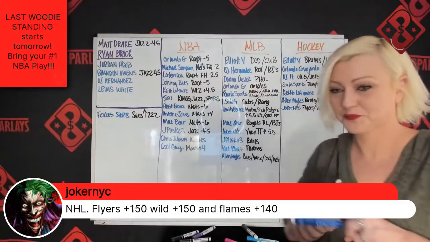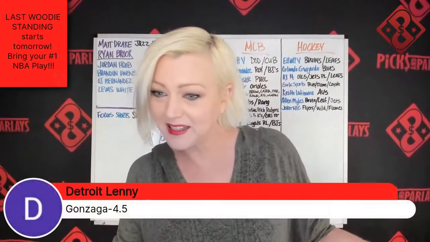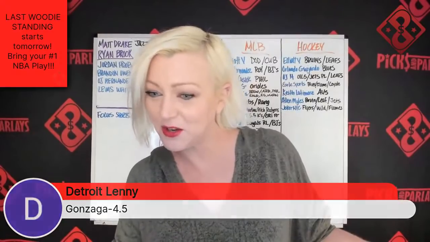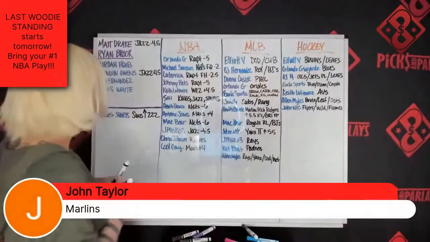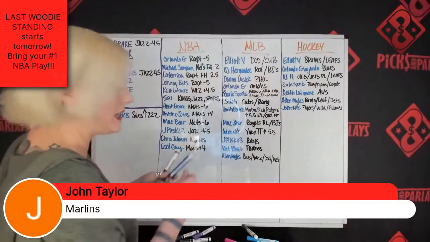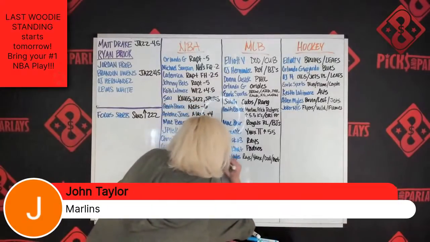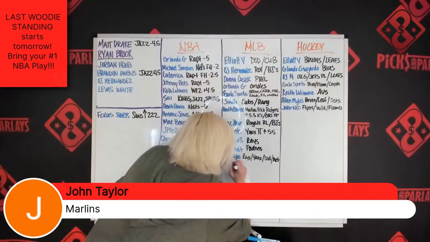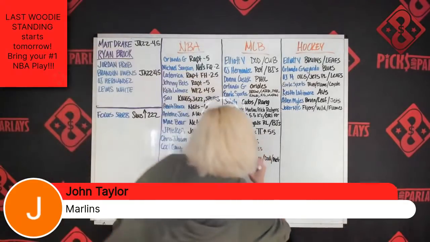Okay. All right. But yeah, see, Lenny likes Gonzaga. Joker likes Baylor. John Taylor's going with the Marlins today. Lewis White, I've still got you in for NBA if you want out. John Taylor, Marlins.